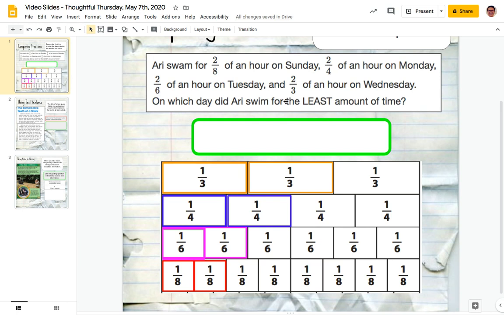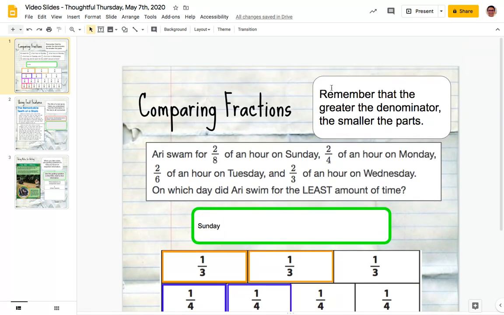So I'm going to choose the one that is the smallest amount. The smallest amount is this 2/8, and that was on Sunday. So I'm going to type in Sunday. So again, notice that when that denominator gets bigger, these pieces are getting smaller. Notice that this 2/3 is a lot bigger than this 2/8 down here. So again, remember that the greater the denominator, or the bottom number, the smaller the parts.